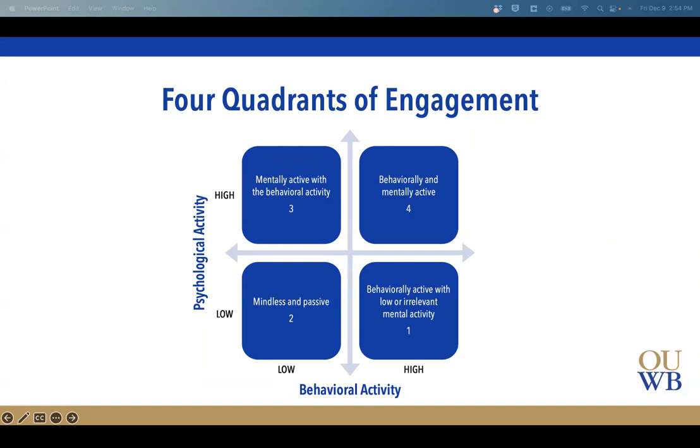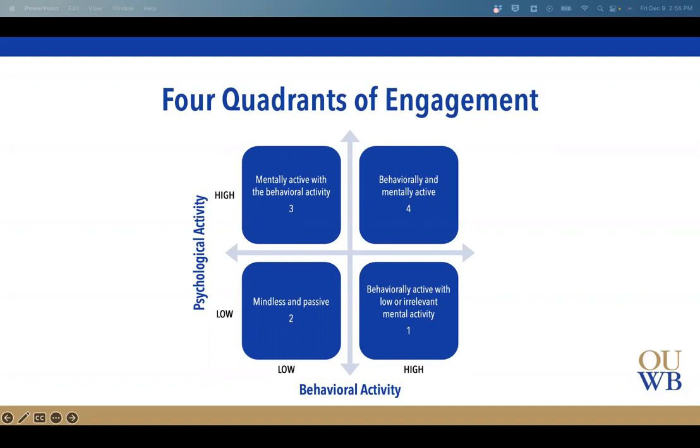And in fact, there's evidence to show that in some cases, behavioral activity can have an adverse effect on learning. Again, it's this idea of students doing something that is actually distracting and detracting from the psychological engagement that they otherwise are, or maybe even are engaged in, but the physical activity is sort of overwhelming the psychological processing that's supposed to be happening. So really what we're looking for is for students to be in one of the top two quadrants, 3 or 4.